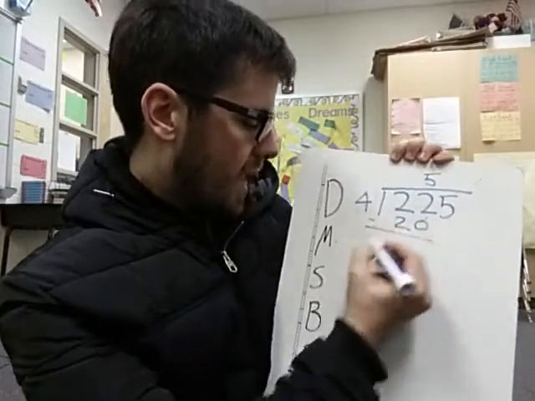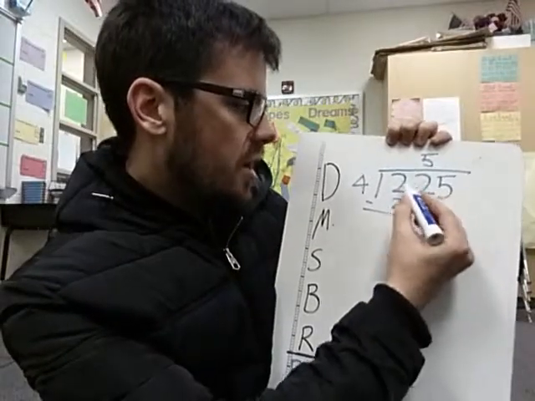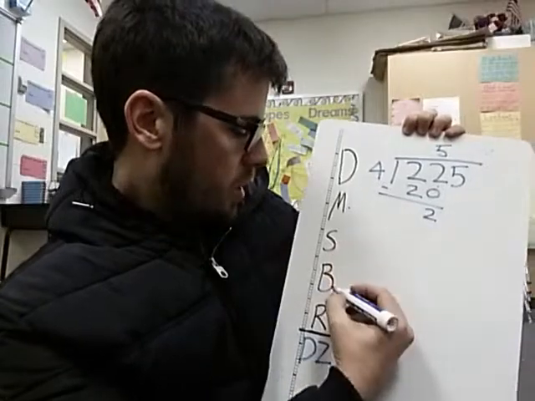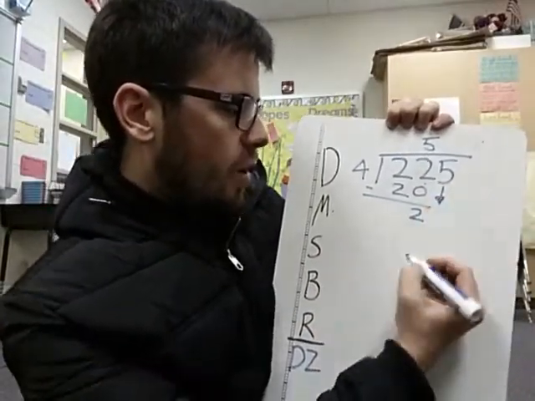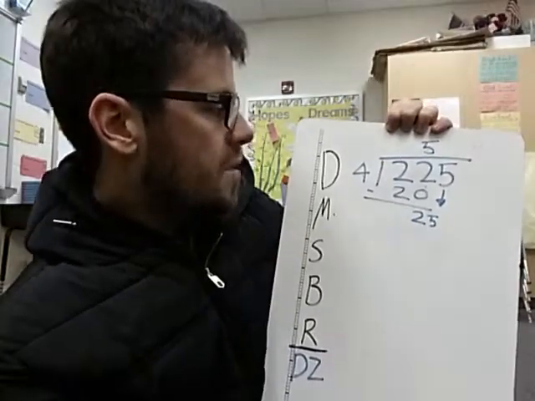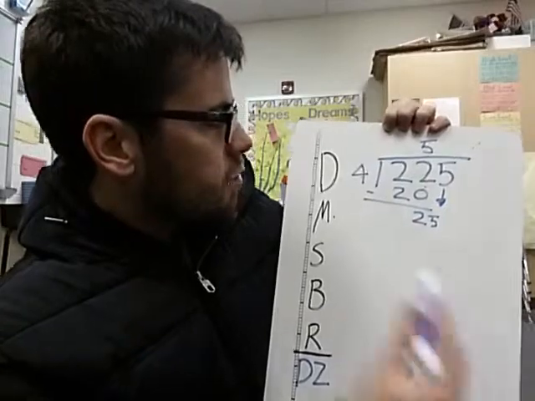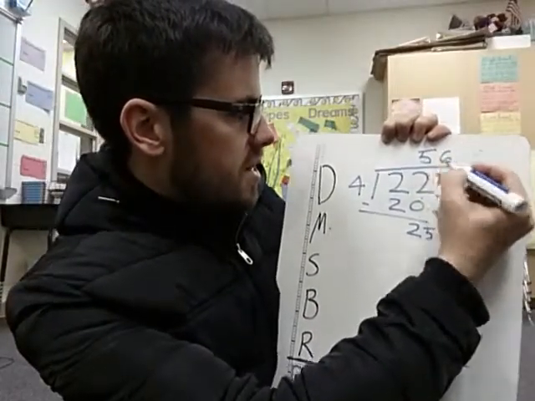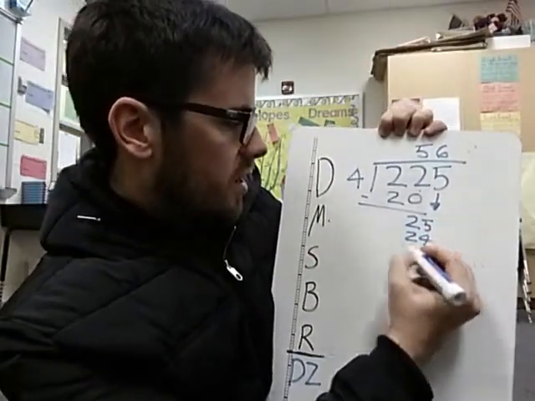I'm going to subtract because that's my next step. We subtract to find a remainder. 22 minus 20 is equal to 2. Then we go to our next step, the B, bring down. We're going to go ahead and bring down our 5. Okay, so now we've got 25 divided by 4. That's roughly, again, going to be about 6. 4 times 6 is 24.